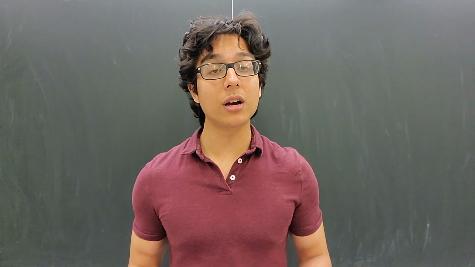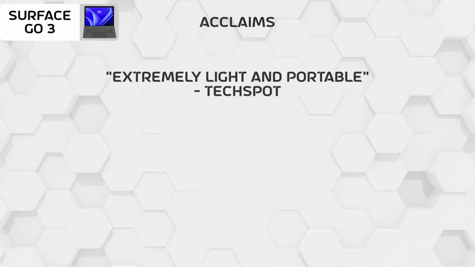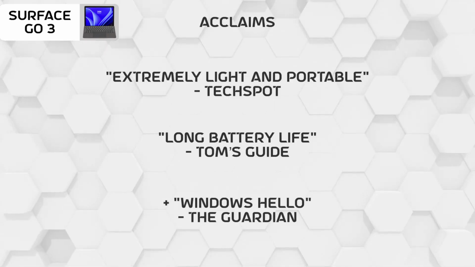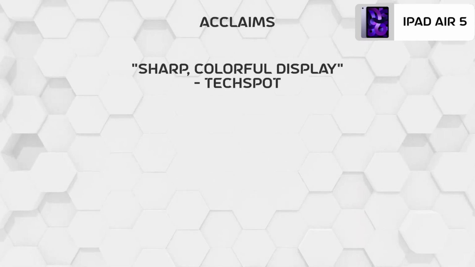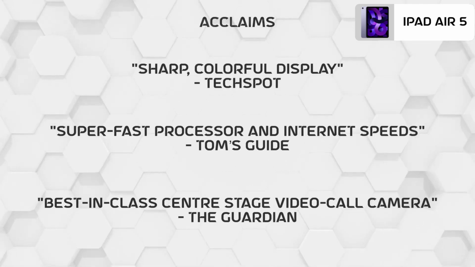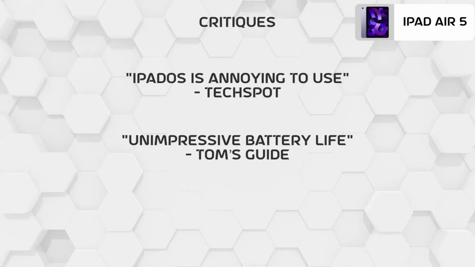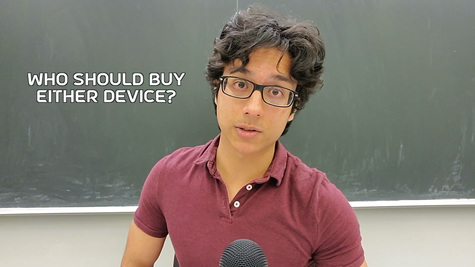And regarding other things to keep in mind, here are some reviewer acclaims and criticisms about these devices. The Surface Go 3 was praised for its portability, battery life, and Windows security features, while it was critiqued for its operating system's lack of tablet integration, performance, and connectivity. Meanwhile, the iPad Air 5 was praised for its screen, performance, and camera, and critiqued for its operating system, battery life, and security features.